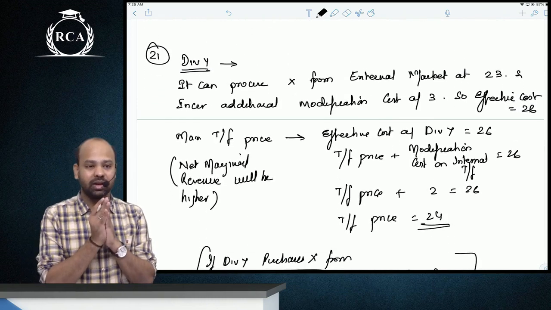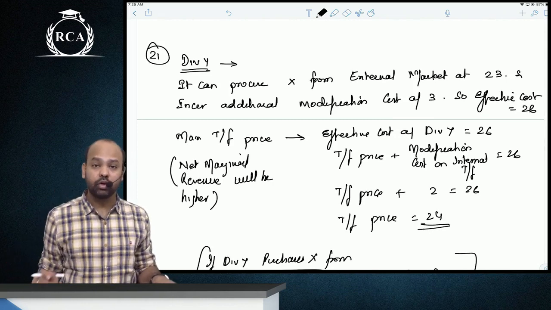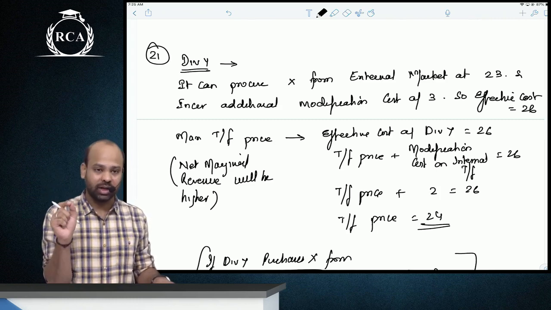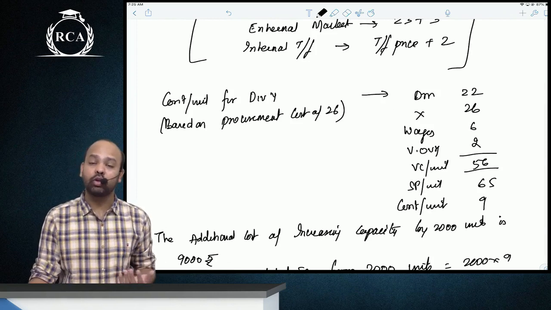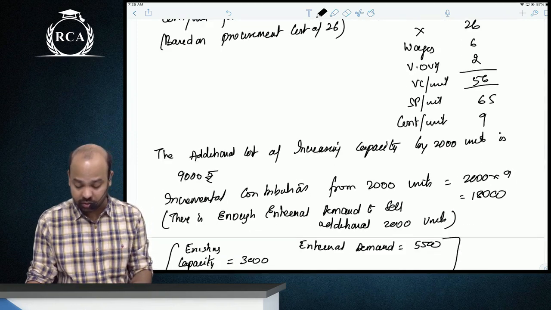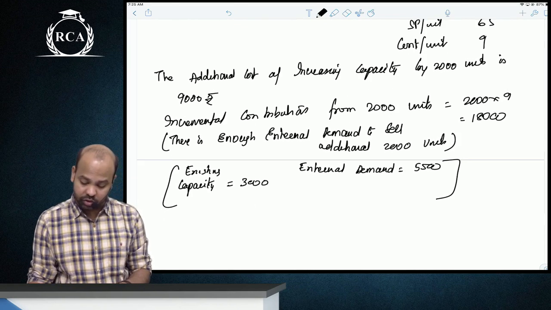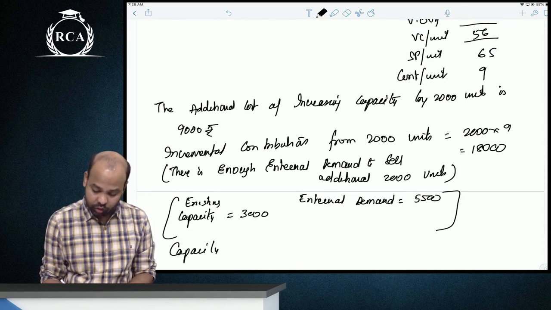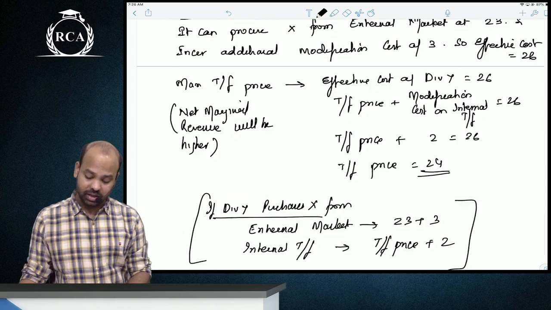Here I have clearly stated what the maximum transfer price is. 24 rupees they are ready to give, and based on that, their procurement cost of product X will not go beyond 26 rupees, and they will get a contribution of 9 rupees per unit. In case they plan to increase their capacity by 2000 units, they will get an additional contribution of 18,000, and their fixed cost is only 9,000 rupees. So yes sir, capacity should be increased. I did not write the conclusion. Capacity should be increased. Additional contribution is 18,000, fixed cost is only 9,000.